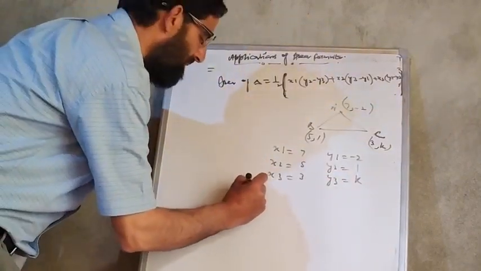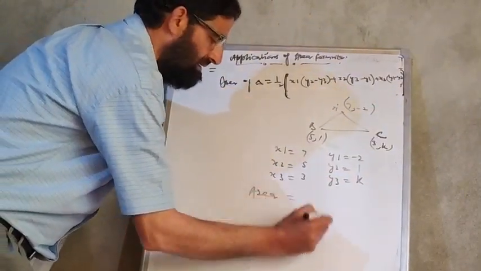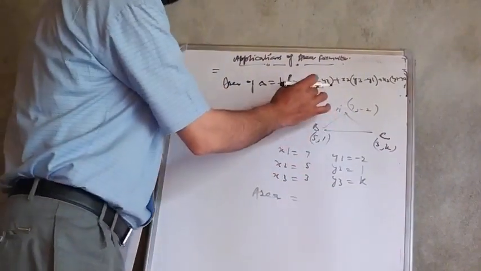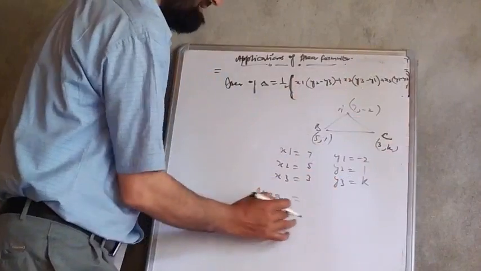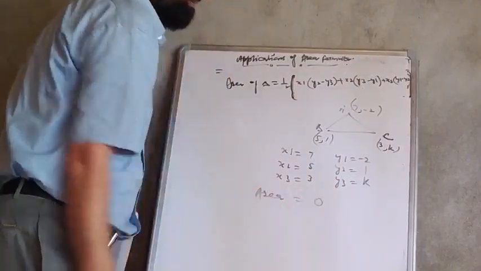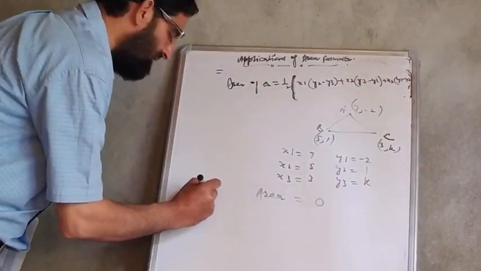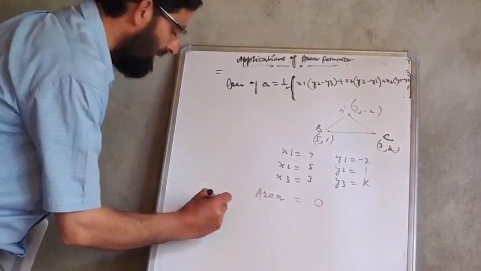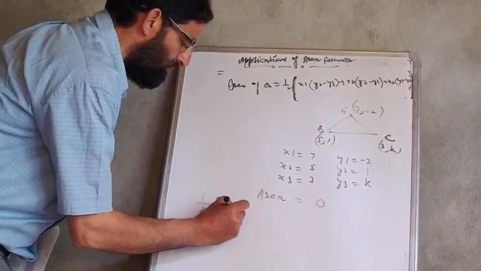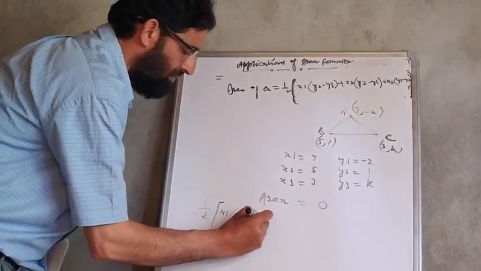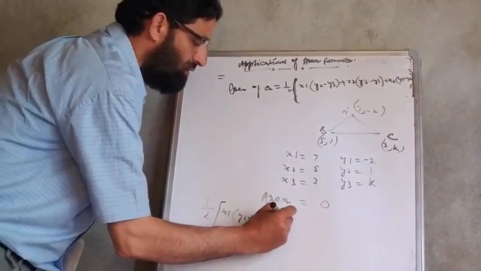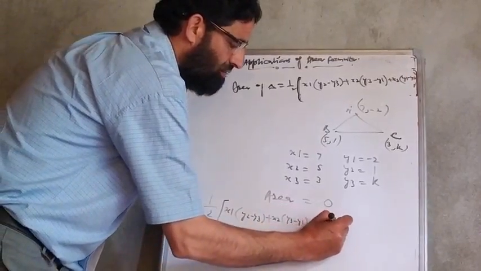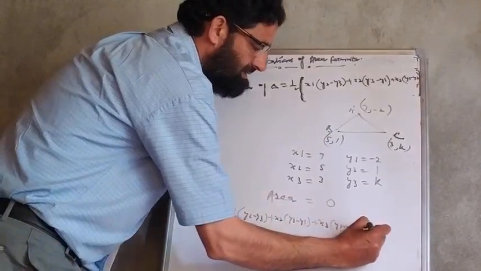So what is area? Since it is given that the points are collinear, obviously area of the triangle is equivalent to 0. So what is area? Again we should apply the formula. 1 by 2 [x1 into y2 minus y3 plus x2 into y3 minus y1 plus x3 into y1 minus y2]. This is equivalent to 0.